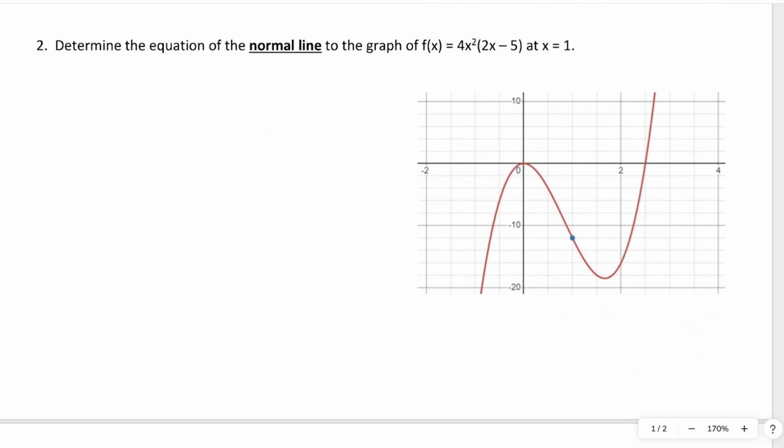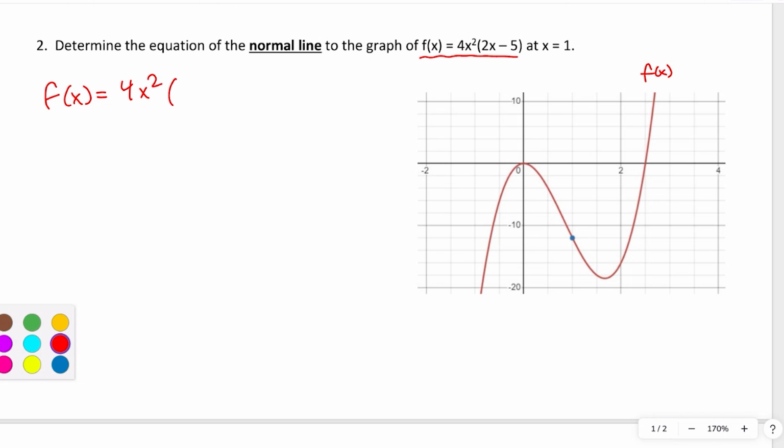Number 2 says determine the equation of the normal line to the graph. So this is our f of x. This is f of x right here, and I think it might be wise to just go ahead and write this since we're probably going to be talking about derivatives. I haven't even discussed what a normal line is, but let's get this into standard form here. And to do that, I'm going to multiply the 4x squared to both of these terms.